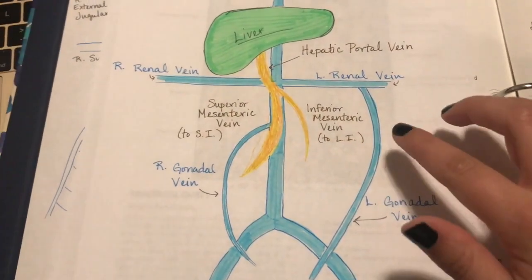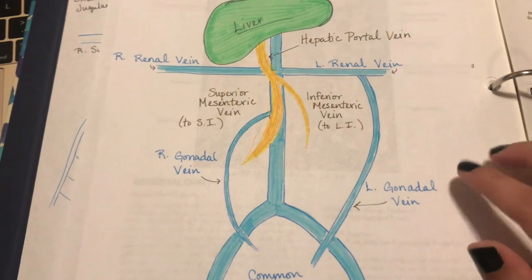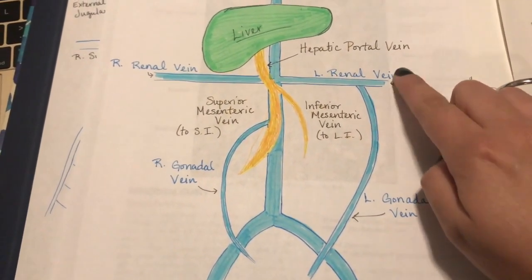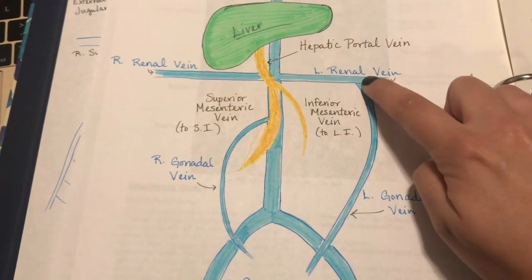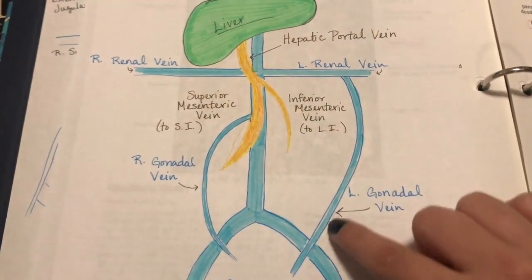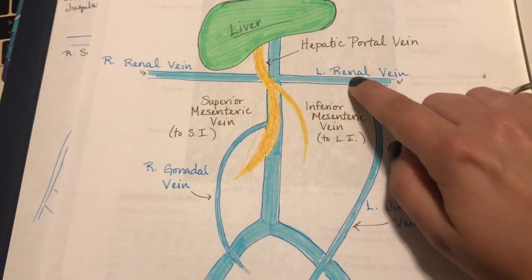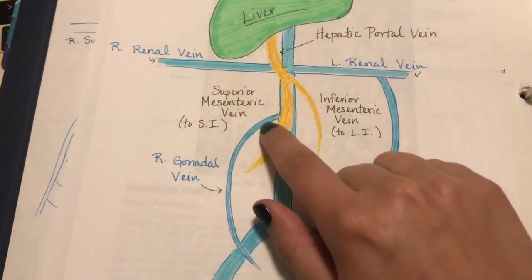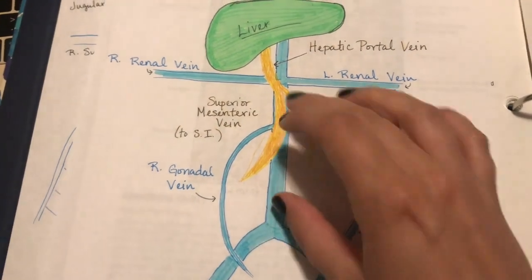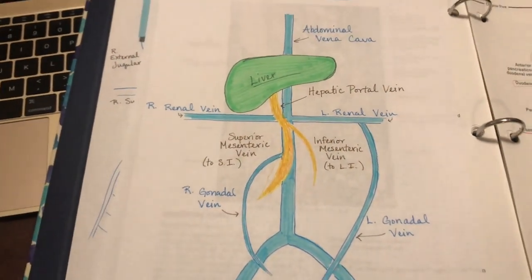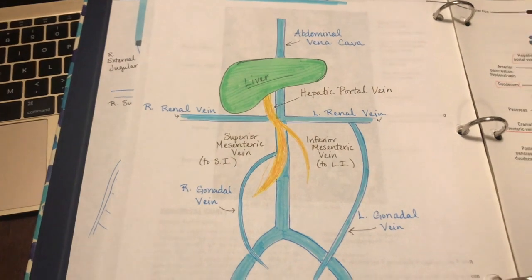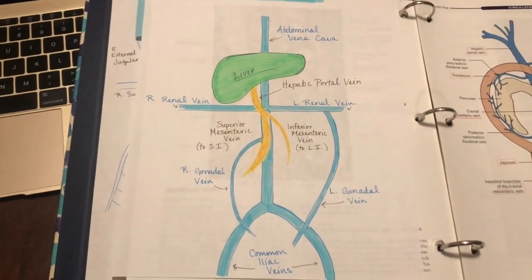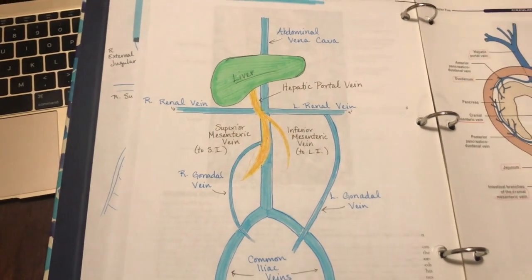The unique thing about the left gonadal vein is that it's actually going to come right off of the left renal vein. So there would be a kidney right here, the left renal vein, and our left gonadal vein would be running up here into that left renal. Our right gonadal is going to be running up and kind of merging in with this lower region of the abdominal vena cava. So those are all of the veins that you need to know. And next we're going to take a look at the arteries.